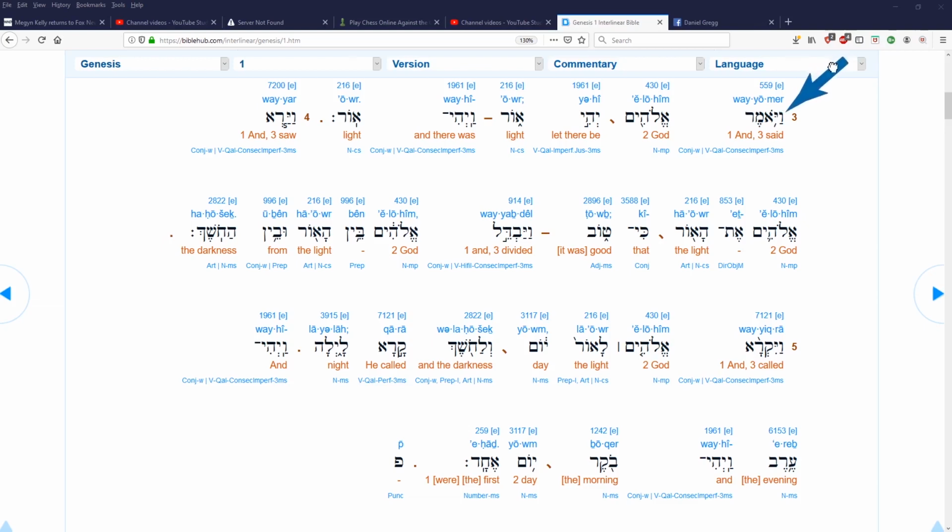Okay, the first problem is with the first word, "and." Remember how I've been telling you about the wav consecutive? The wav consecutive doesn't strictly speaking mean "and." It means "then," as in "then next." So we are going to fix that problem. Also, the imperfect, which is what this is, as you can see from the grammatical code, is strictly speaking a present tense or future tense. In this case, it's a present. So "says" would be the right translation. So let's fix these two right here. There we go. Then says.